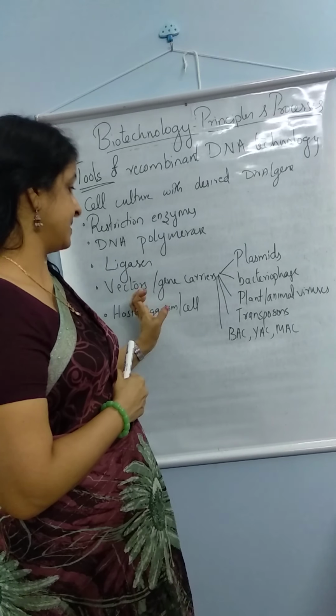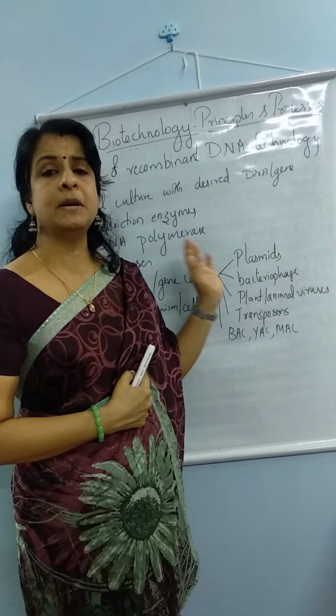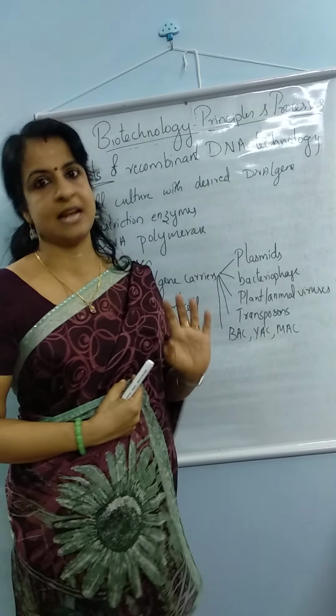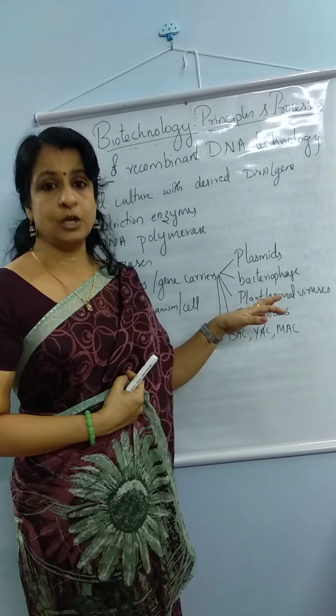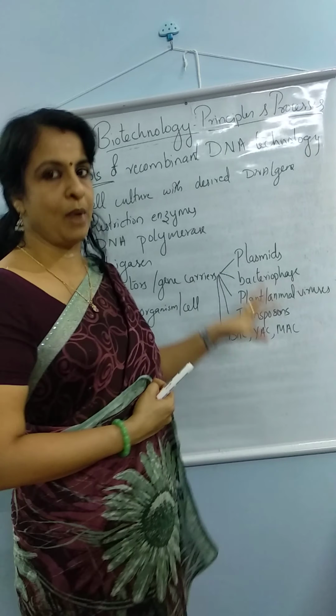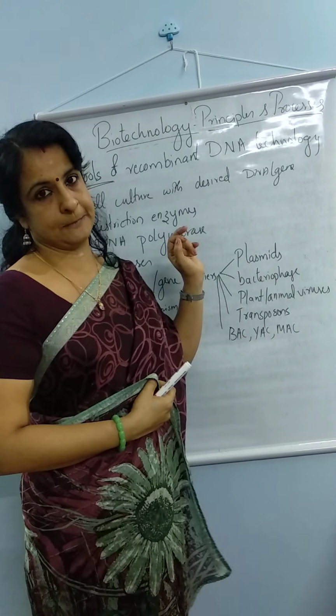Then we need vectors or the gene carriers. We don't always need a vector. Sometimes we directly transfer the gene to the host organism, and then a vector is not needed. If it is given indirectly, through a vector, then we need vectors. So what are the vectors? Various vectors are used. One is plasmid.